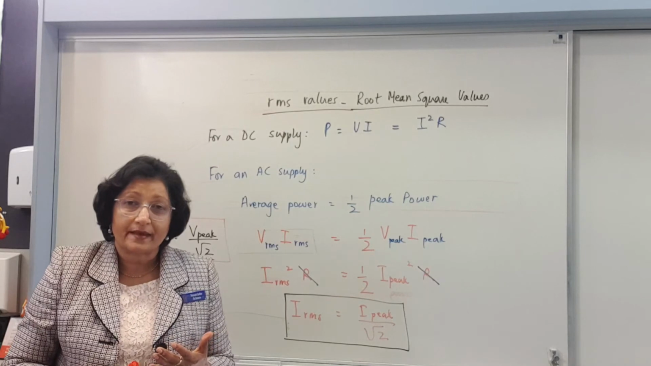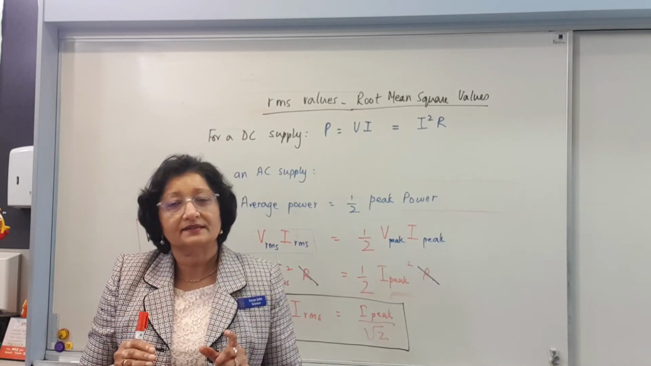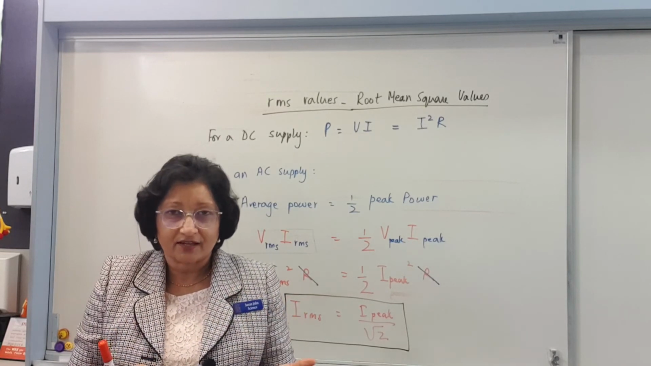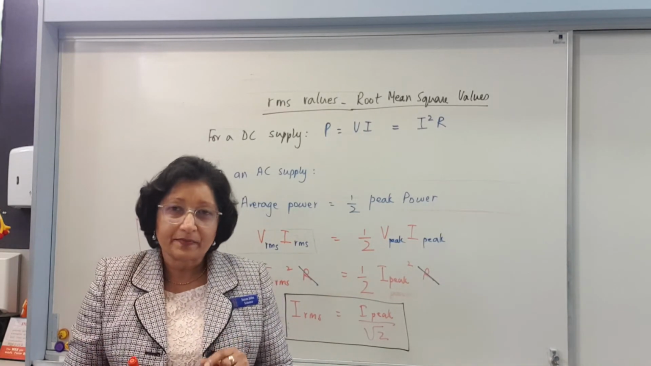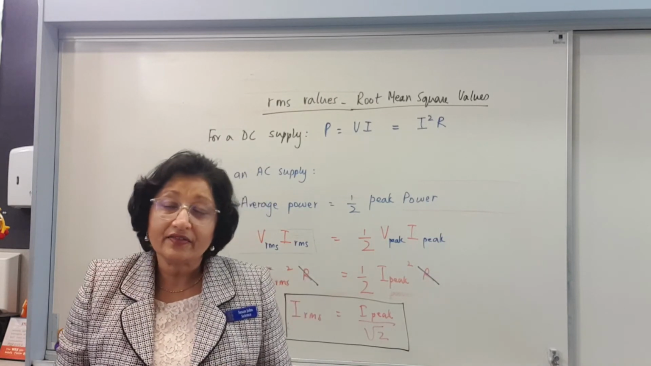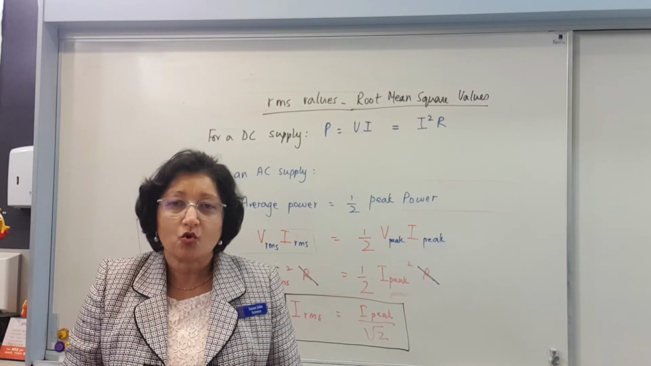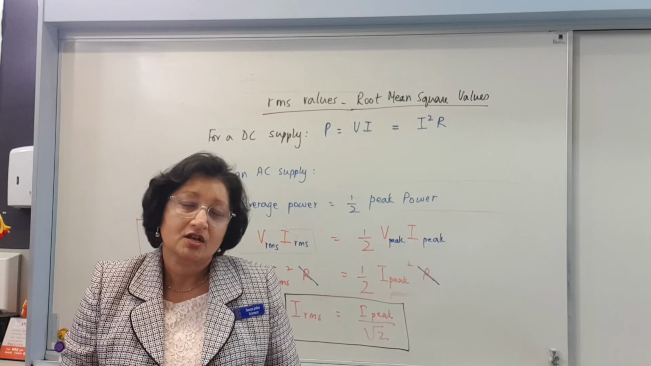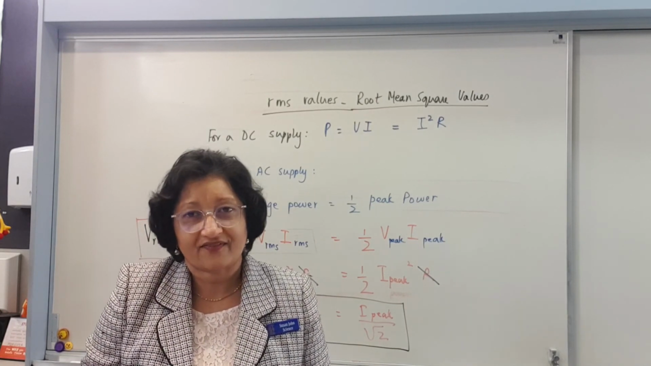Now, one thing to remember is in calculations, we don't mix the two up, RMS and peak values. If you're using Ohm's law, then if you're using RMS values, your V and I both have to be RMS. If you're using peak values, both your V and I have to be peak values. Okay? The other important thing to remember is whenever you have to calculate power, you always use RMS values. You never use peak values. So power is always calculated using RMS values.